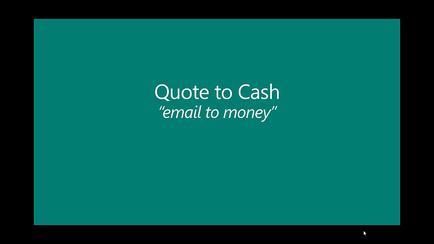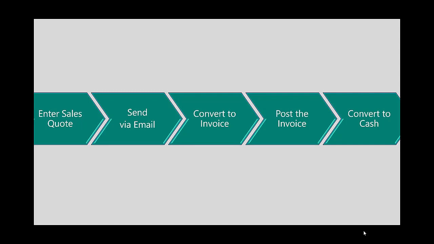One of the simple ways in which we see the blending of productivity tools and business processes of Dynamics 365 Business Central is through Microsoft Outlook. In this demonstration, we'll show you quote to cash, also known as email to money, in which I get an inbound email request from a customer, and I'm going to process that entire business process through Microsoft Outlook.